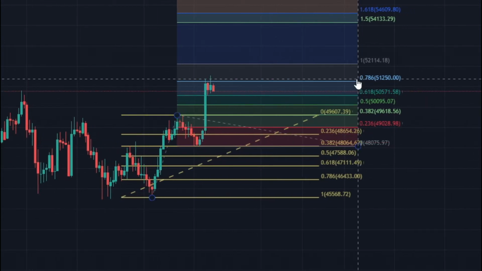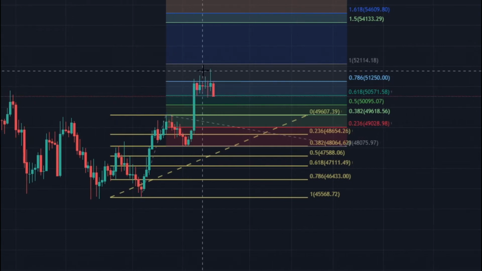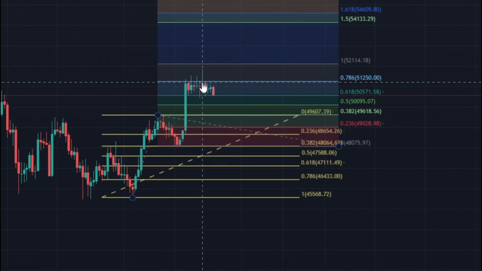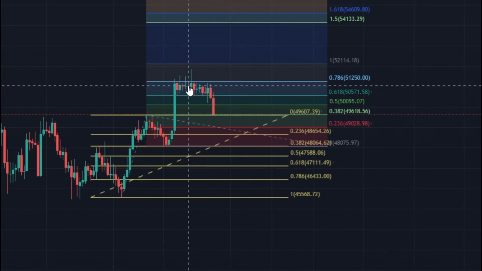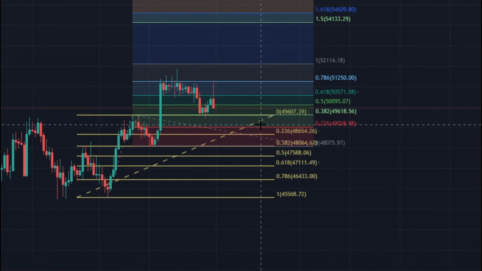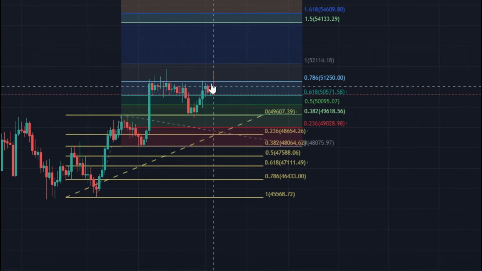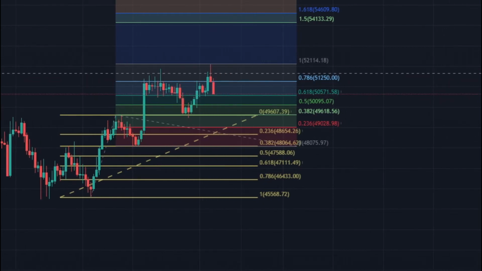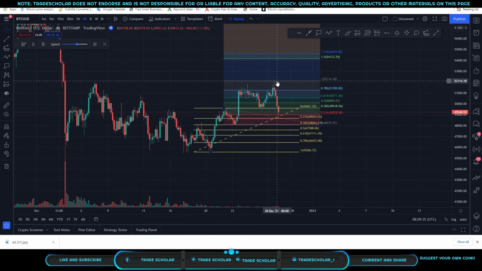Okay, we hit the 0.786 as take profit. We tried to hit 1, but we got rejected. We are consolidating to break out. We got rejected to the downside. We found support again. And we're going to try again to hit. And we hit the 1. Okay? So this is our example for Fibonacci retracement bullish.